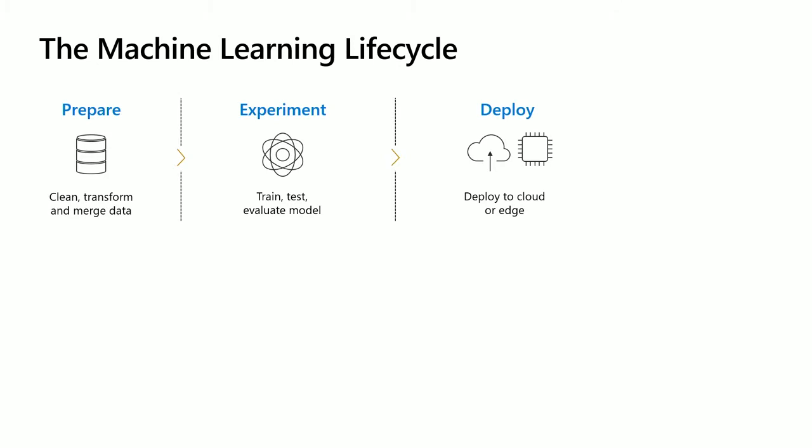Okay, so let's talk about the machine learning lifecycle. We talked about preparing the data, needing to experiment and also deploy, and that is covered by automated ML. But what will happen next is that you'll need to take it into production and operationalize it. And that has its own challenges.